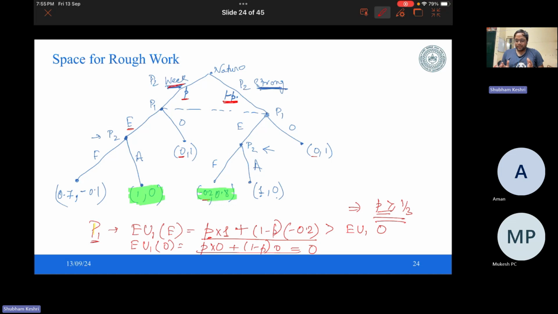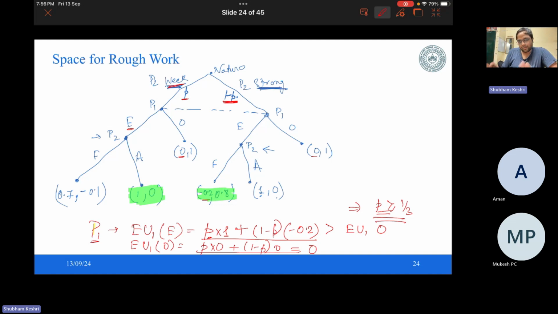So what does this mean? If player 1 believes that player 2 being a strong opponent is more than 1/3, then he should enter. And if it is less than 1/3, then he should remain out. And that is how the screening games play. All right, so this is about the screening game.